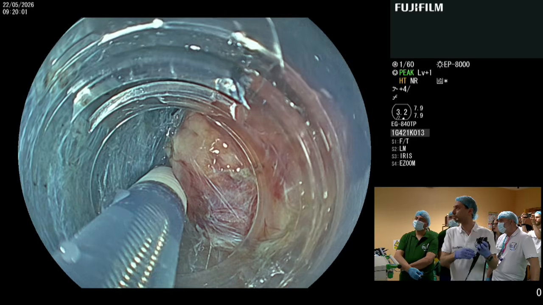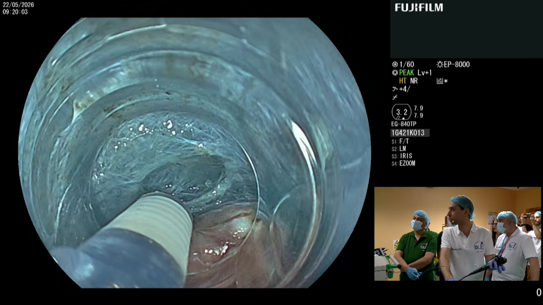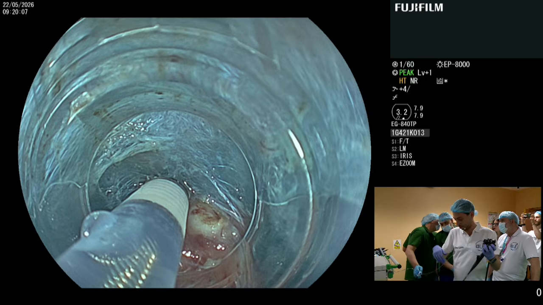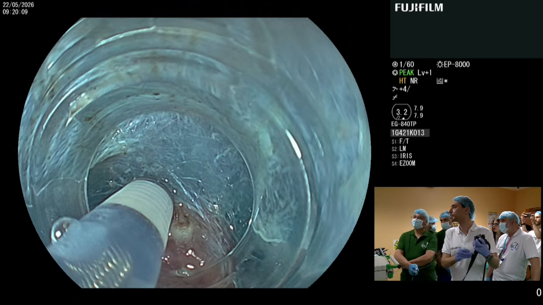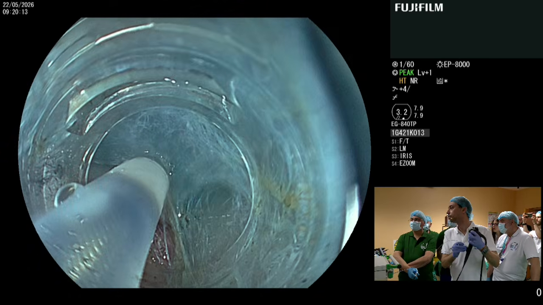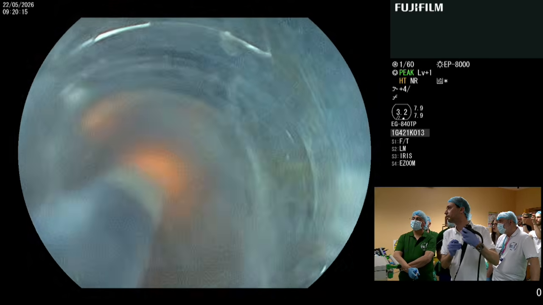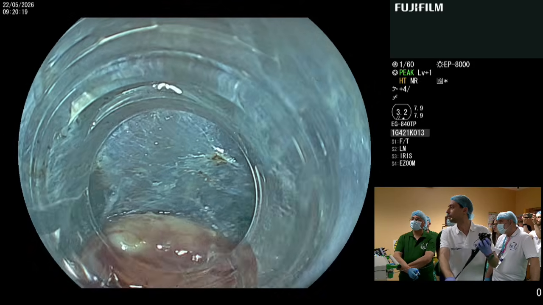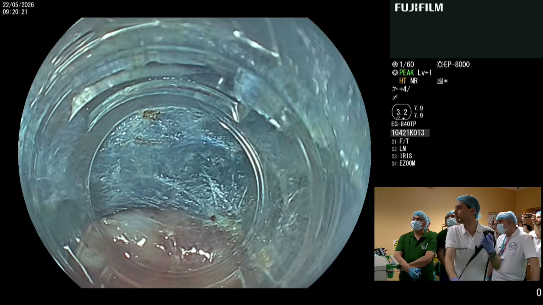Also, I have noticed that when we do EUS with puncture, sometimes there is fibrosis, and we cannot detach the component of the tumor that touches the mucosa. Okay. Now it's time to go back.